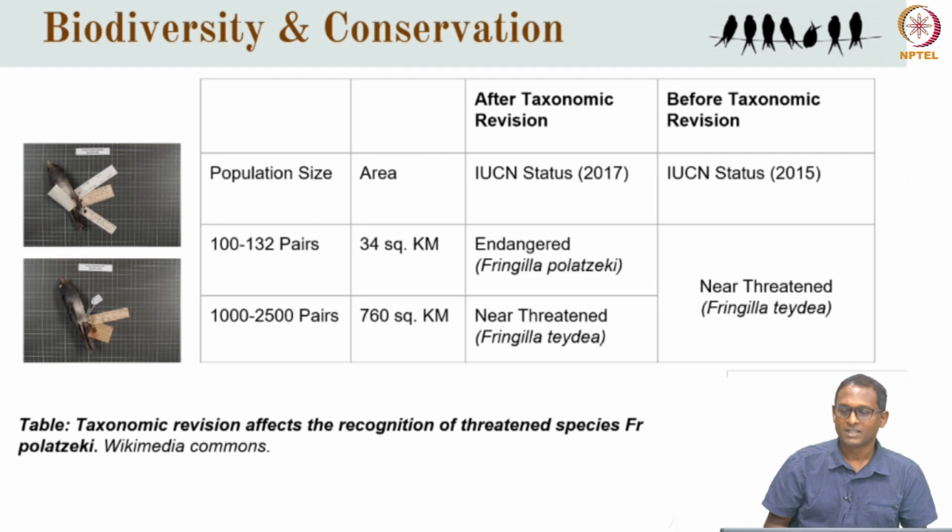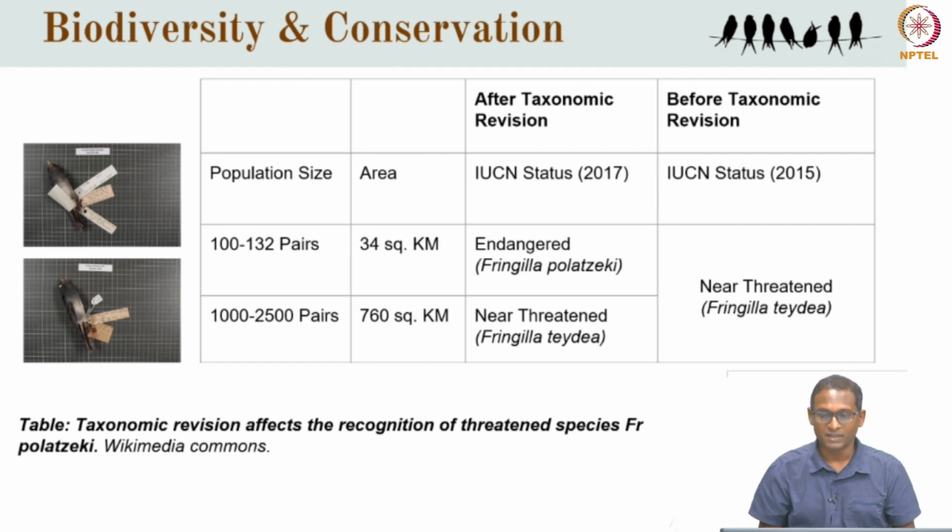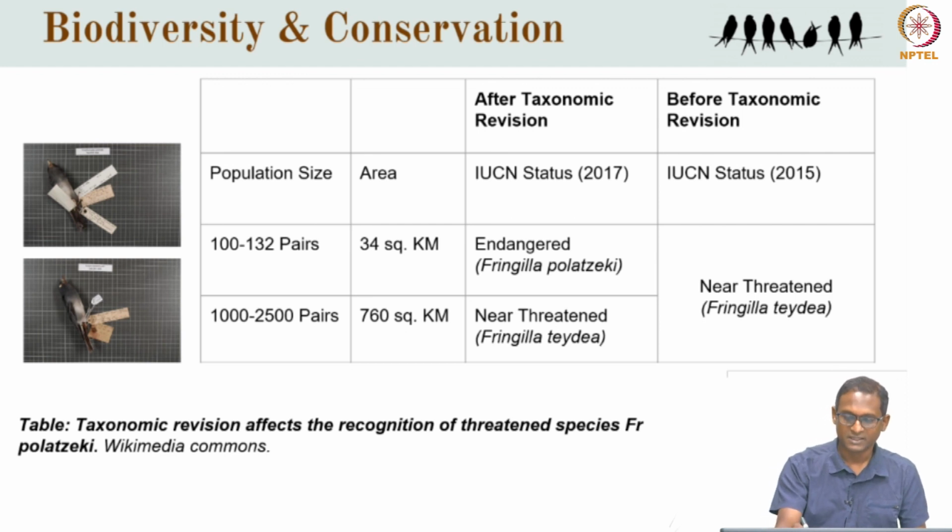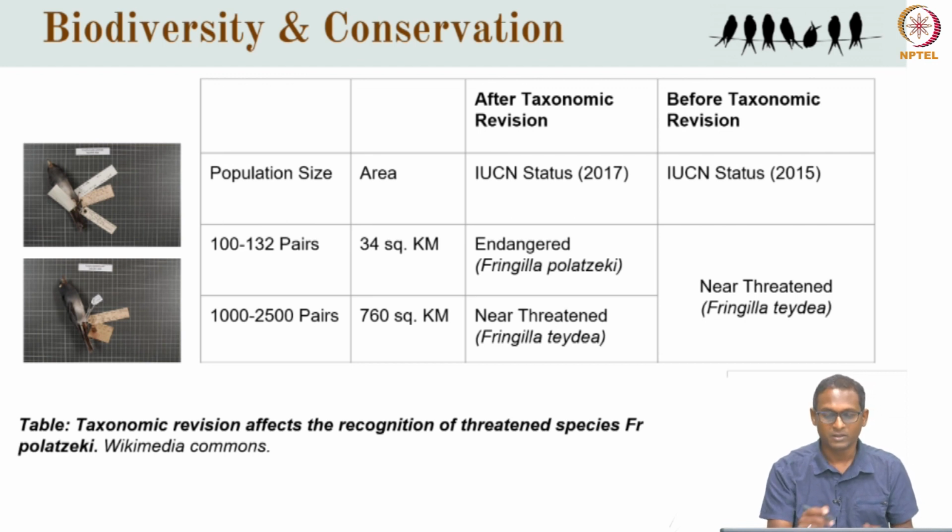Biodiversity and conservation. People have used various ways of looking at conservation with genetic data, especially with taxonomic revision. Just like the previous example, the area changes. In the example of this Fringilla species, before taxonomic revision it was a near threatened species, but because it was split up, one of them is actually endangered, because it has just a 34 square kilometer area.